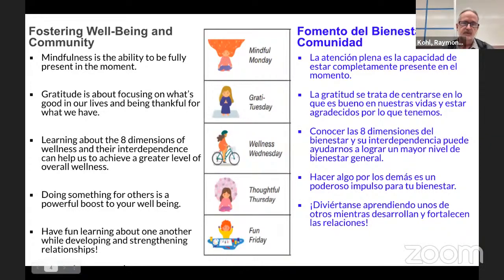My name is Raymond Cole, and I am the Systems of Support Advisor for Local District Central. One of the things that we do in our schools is we try to make sure that we foster well-being of the school community. So each day we have a specific topic.